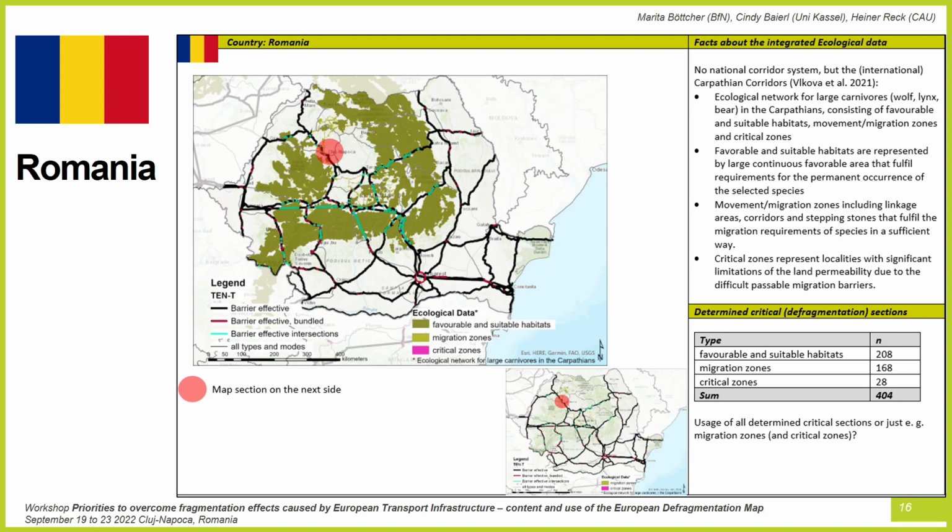One problem we have here in Romania is that the Carpathian corridor covers just part of Romania, and the southern and the eastern part is not represented with any data. So the question here is how to deal with this lack of data, or the lack of corridors.